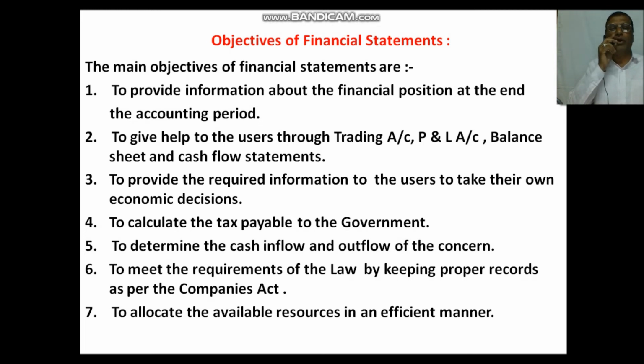Now coming to the third objective, to provide the required information to the users to take their own economic decisions. We can give help to take their own economic decisions.